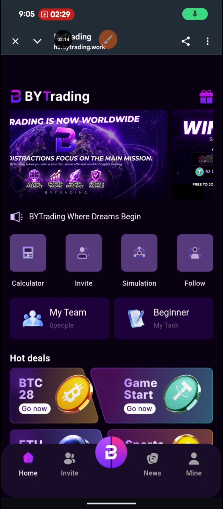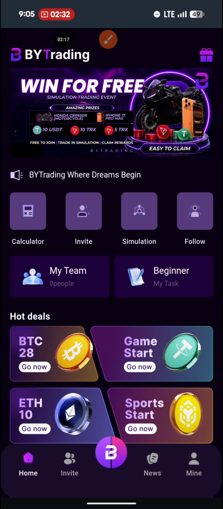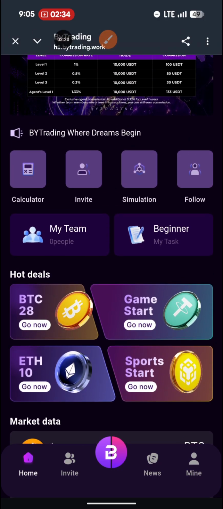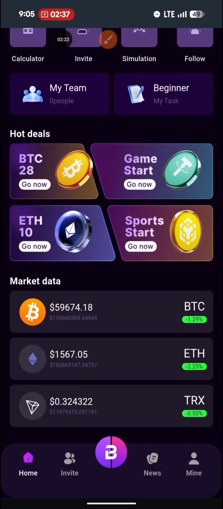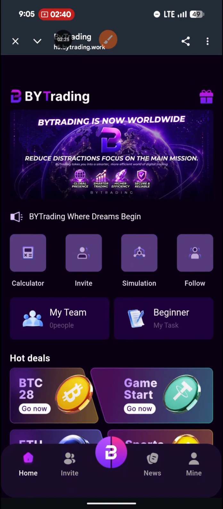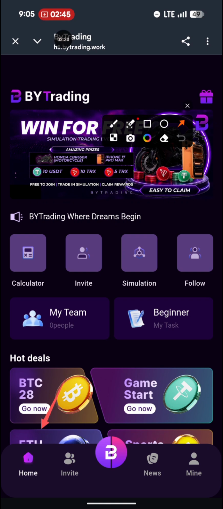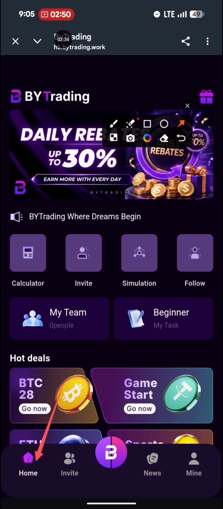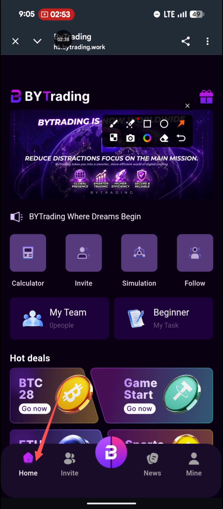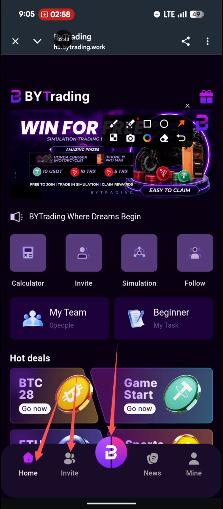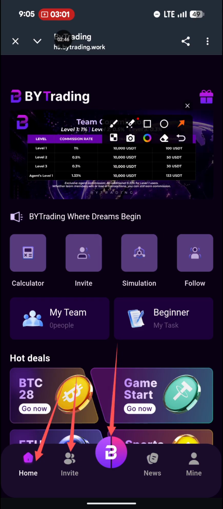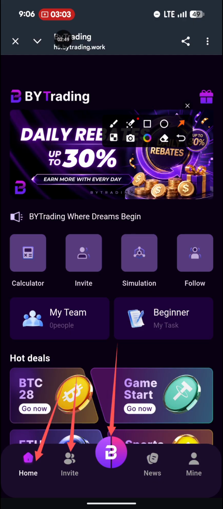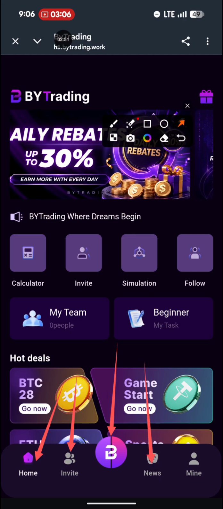Once you log into your account, this is how the interface looks. As you can see, there are a lot of things on this page, so I'm going to be explaining them one by one. If you check by the left side, we have the home, which is this page we're on right now. We have the invite, if you want to invite your friend, and we have this logo here which is carrying the logo of the platform. Then we have news and we have mine.